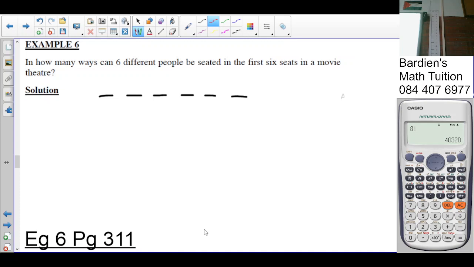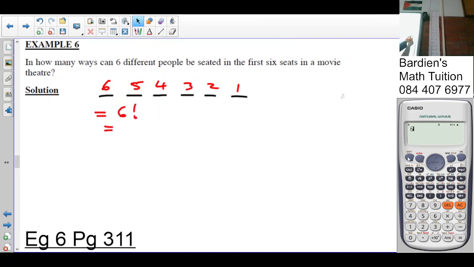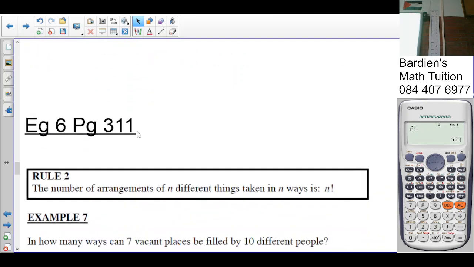So how many options do we have for seat 1? 6, then 5, then 4, 3, 2, 1, which is simply 6 factorial. So 6 factorial is simply 720. So there's 720 ways 6 people can be seated in the first 6 seats in a movie theater.